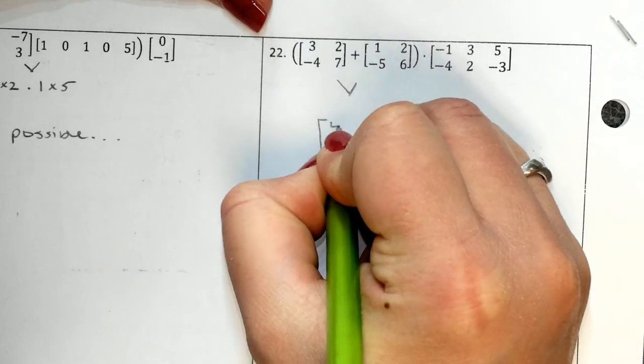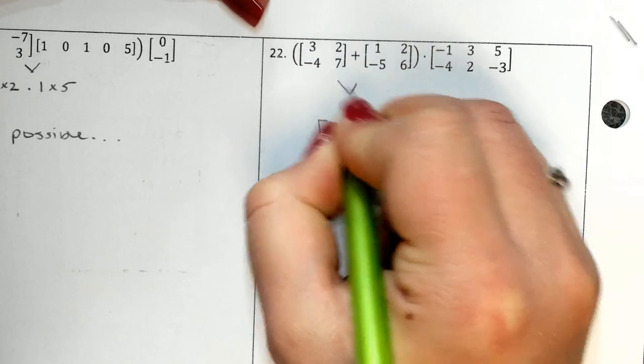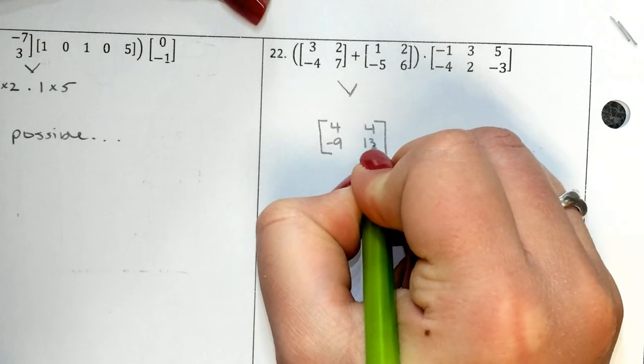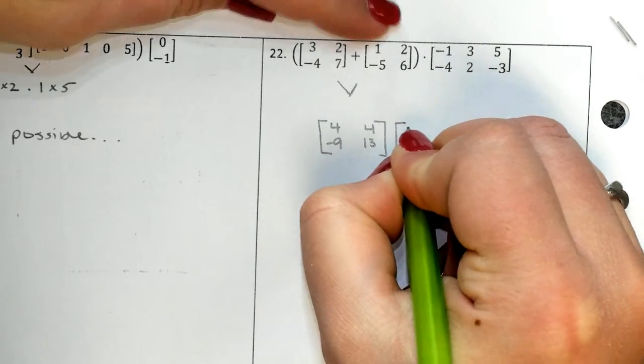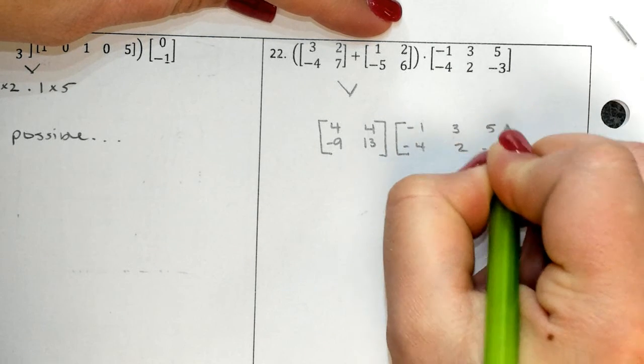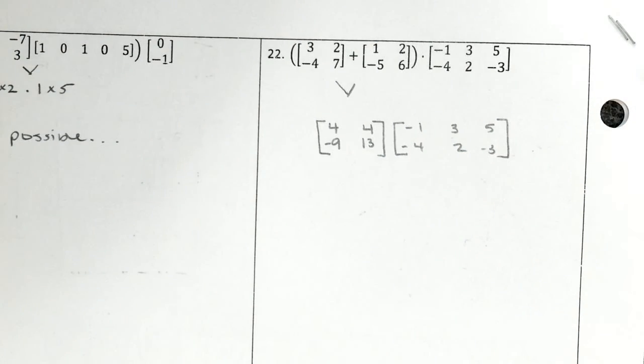3 and 1 make 4. 2 and 2 make 4. Negative 4 and negative 5 make negative 9. 7 and 6 is 13. And then I still have that other matrix. Give me a 1 through 5. I knew that's where I had to start.